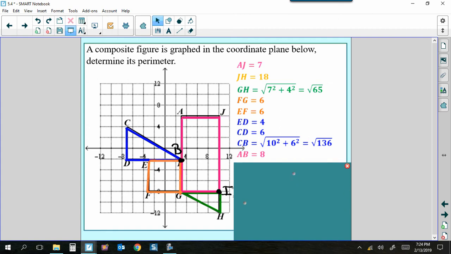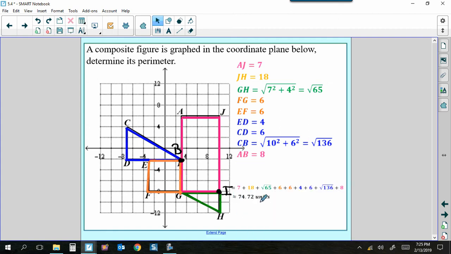So we're going to take all of that together. Sorry it's so tiny, but there were a lot of sides there to calculate. You do have the 2 square roots. Make sure when you are plugging those into your calculator, if your calculator puts you under the square root, make sure you arrow out of it. You should be getting approximately 74.72 units in length around this composite figure.